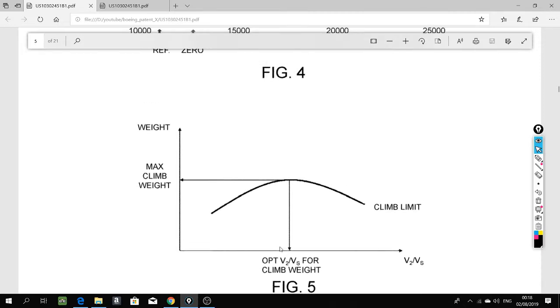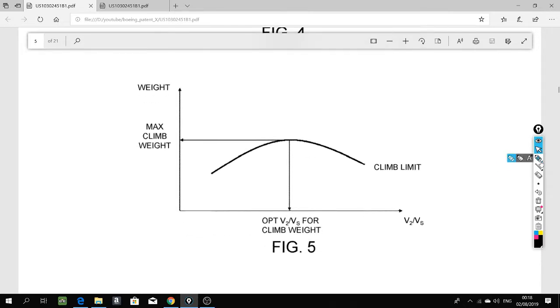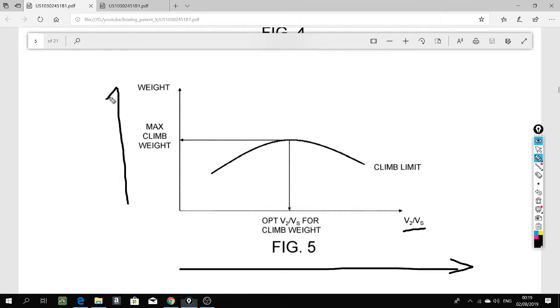So first of all is this figure. We have discussed all the definitions earlier. In case you have missed it, you can relook at it at the beginning of the video. So here is the diagram on which on the x-axis we have V2 over VS, right? So it's the safety takeoff speed versus the stall speed, right? And on the y-axis we have the weight of an aircraft, the complete weight with all the cargo and everything.